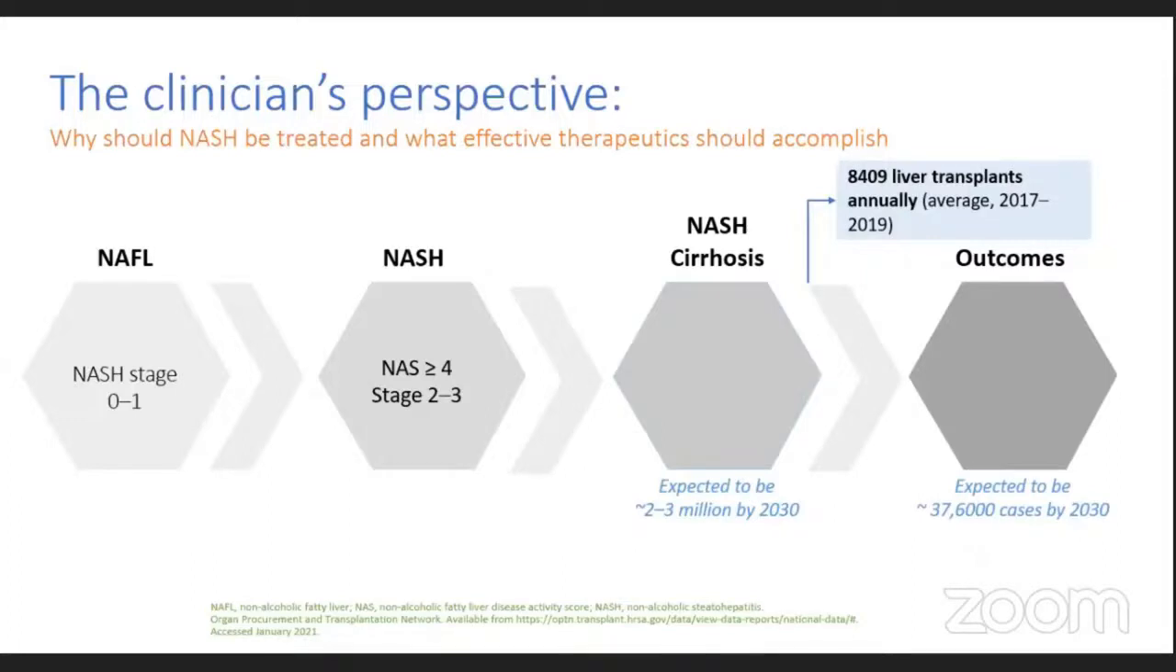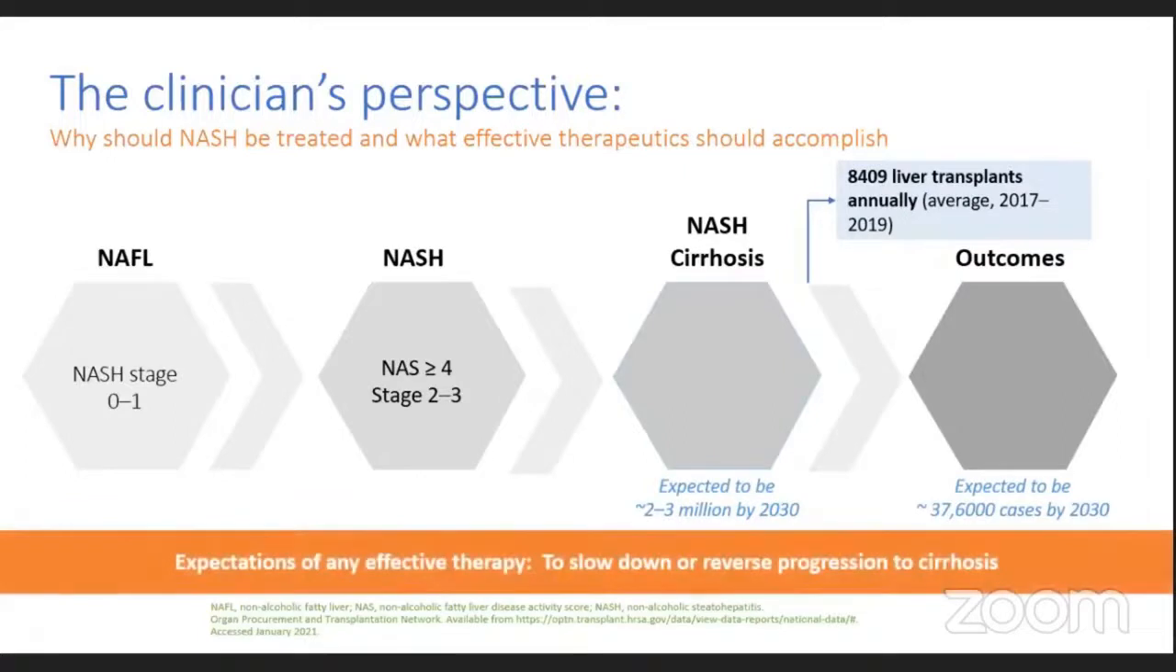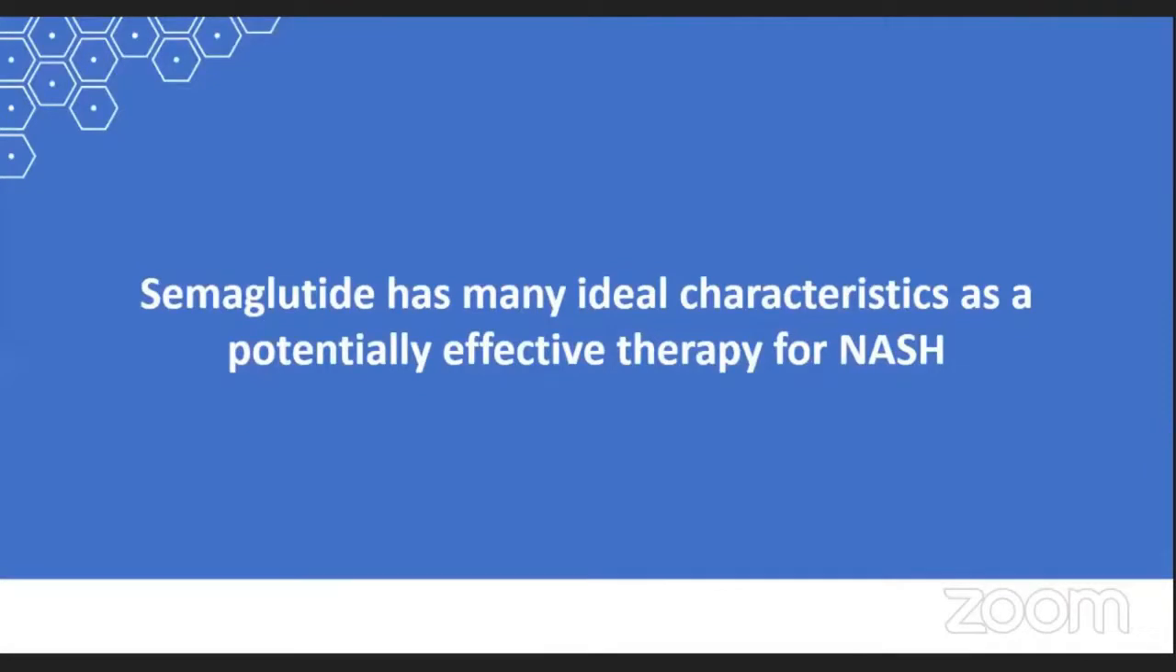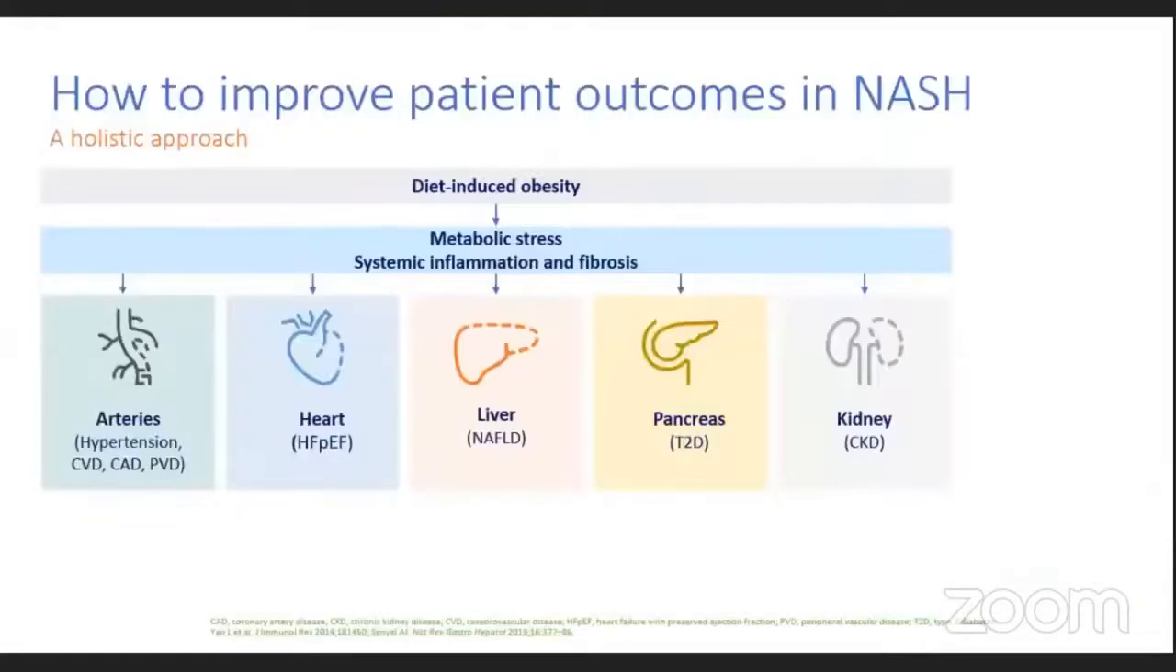Yet liver transplants, which are limited by the number of organs available, number only about 8,500 to 9,000 annually. So the goal, therefore, is to slow down or reverse the progression to cirrhosis, and drugs that act on disease activity should result in reduced progression to cirrhosis, because activity drives fibrosis progression. Okay, having set the stage now, let's talk about GLP-1s, and specifically about semaglutide, which has many ideal characteristics as a potentially effective therapy for NASH.